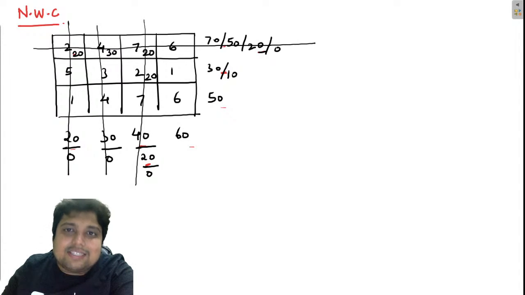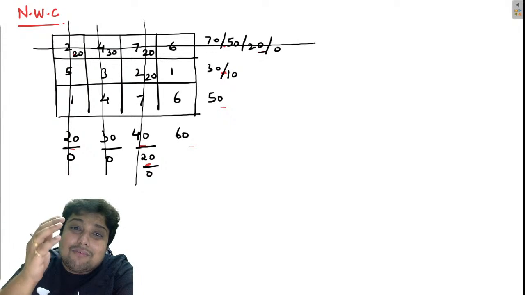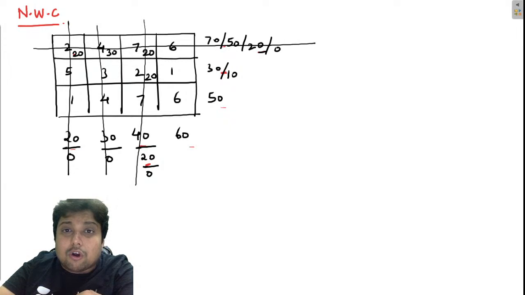Out of these two, 1 and 6, which one is the northwest? Nothing is the northwest. There is only north and south. And remember, what was our objective? The objective was to minimize the transportation cost.